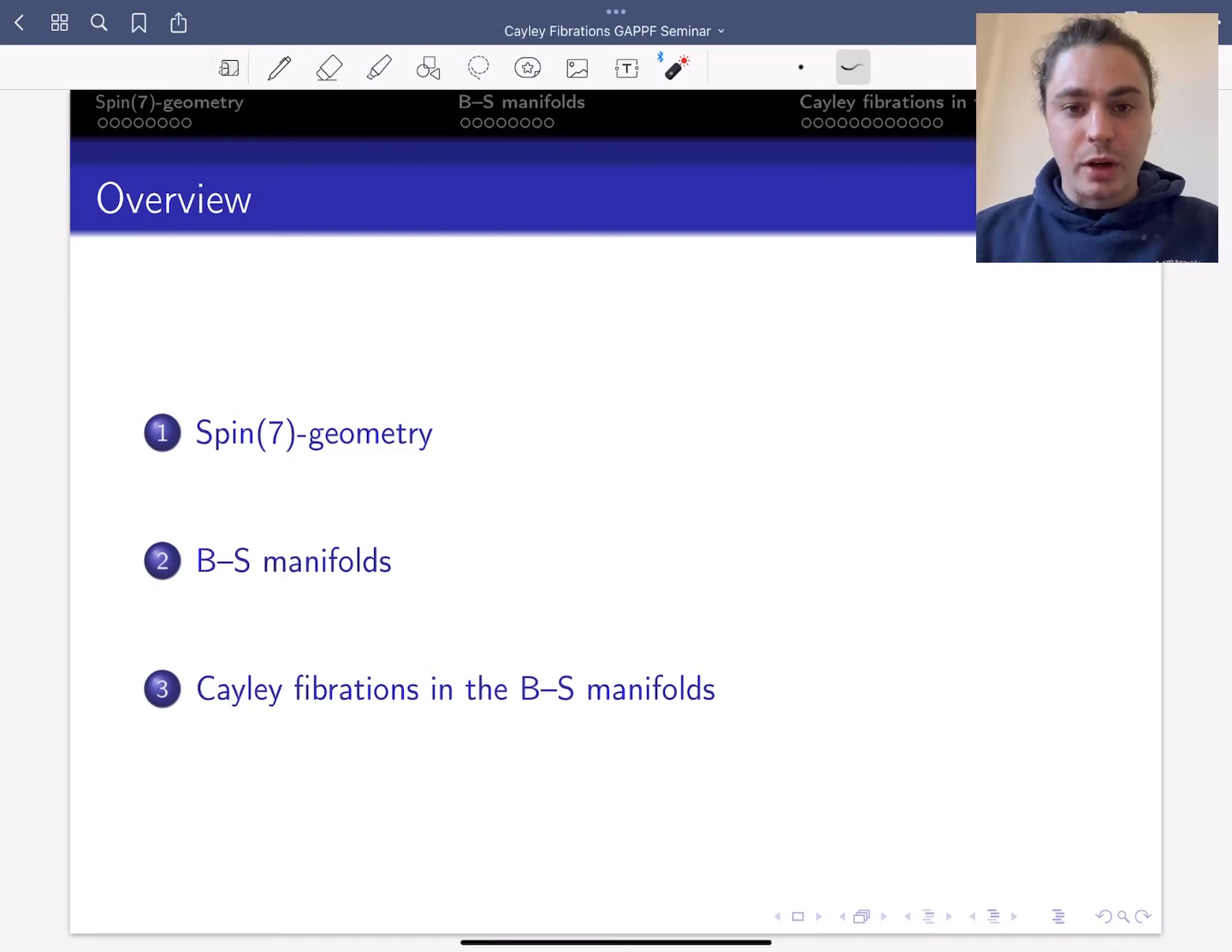I will also describe the automorphism group, because essentially the idea behind my construction is to use symmetry reduction, dimension reduction, however you want to call it, and so we are interested in subgroups of the automorphism group of the Bryan-Salomon manifolds.